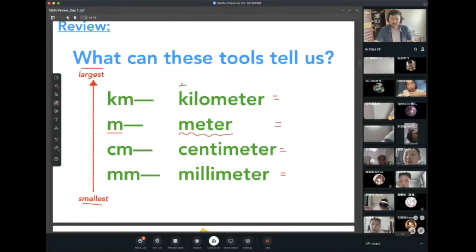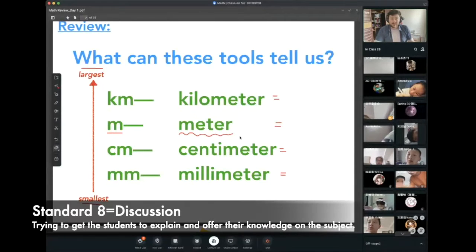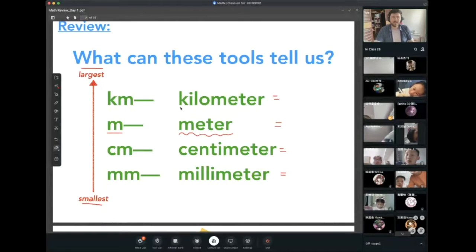All of these words here have which word inside it? Sunny? It's meter. Meter, exactly. So they all have meter. Now what's important is that all of these are meters and they have a prefix in front of it that helps us tell which kind of meters.